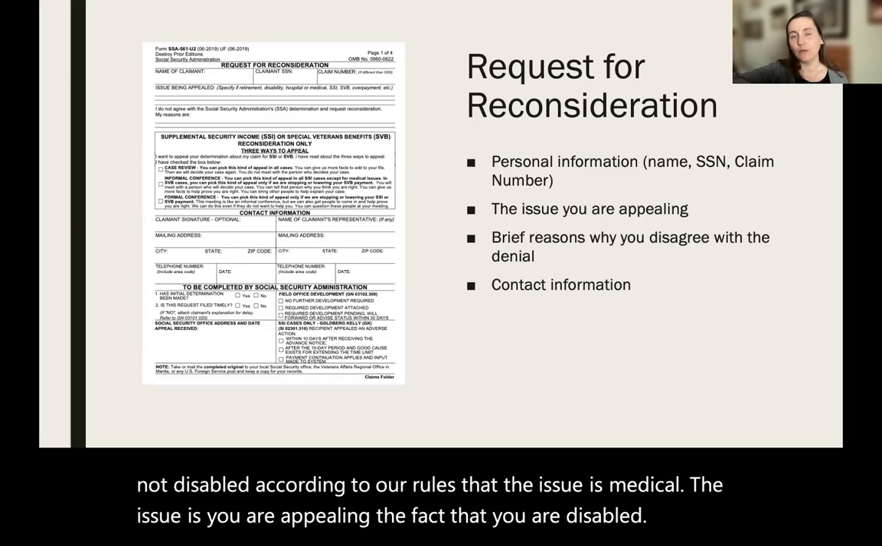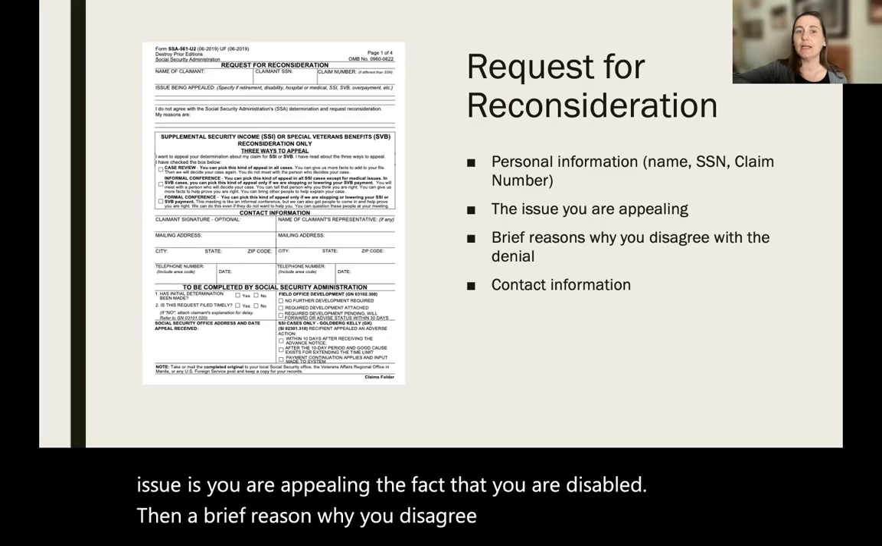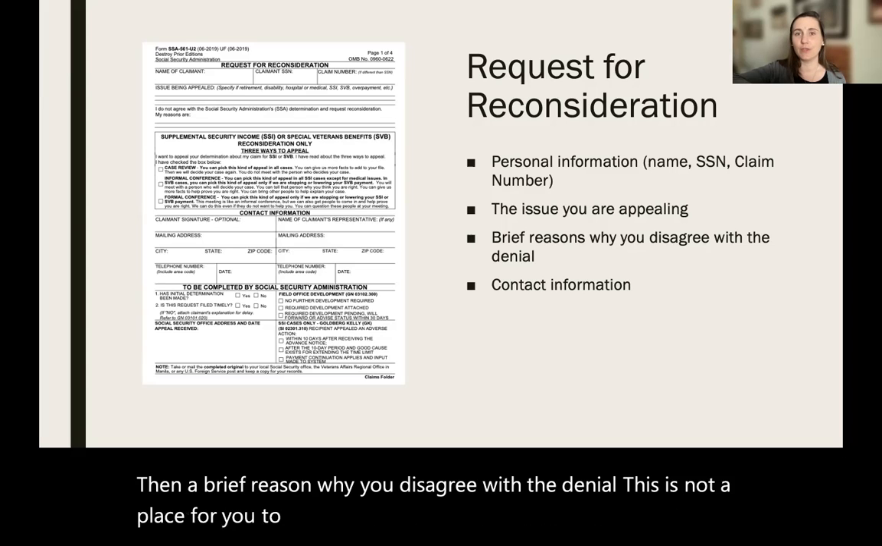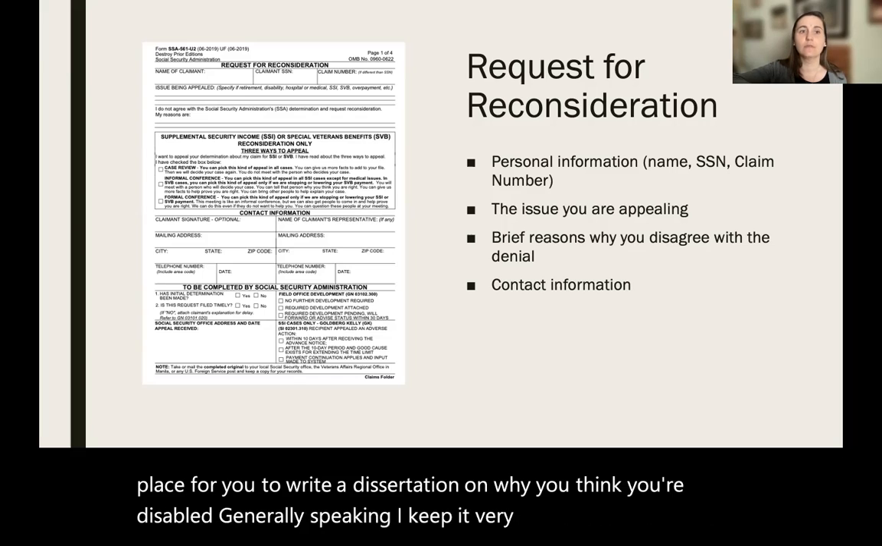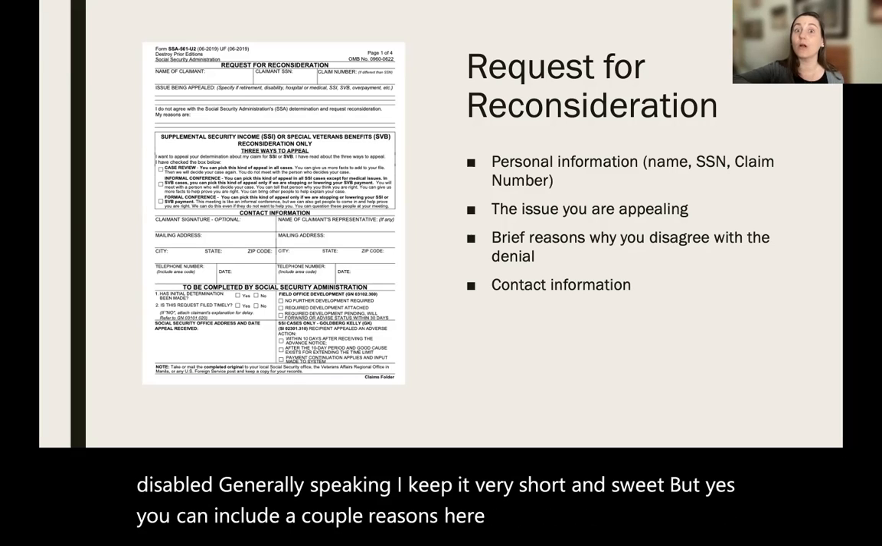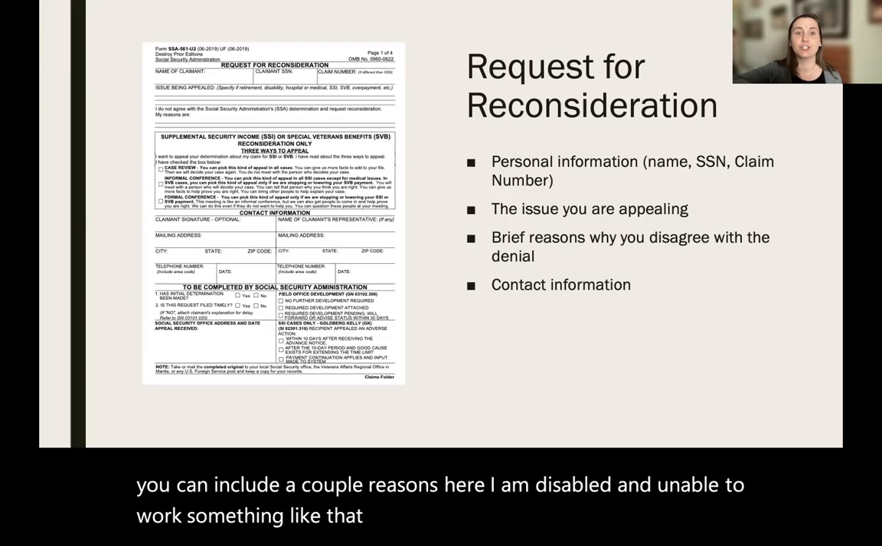Then a brief reason why you disagree with the denial. This is not a place for you to write a dissertation on why you think you're disabled. Generally speaking, I keep it very short and sweet. But yes, you can include a couple of reasons here. I am disabled and unable to work. Something like that is sufficient.